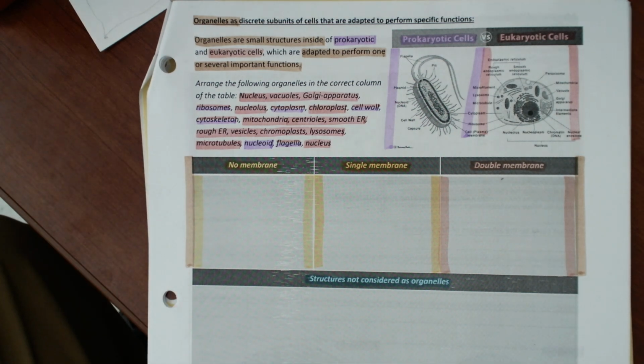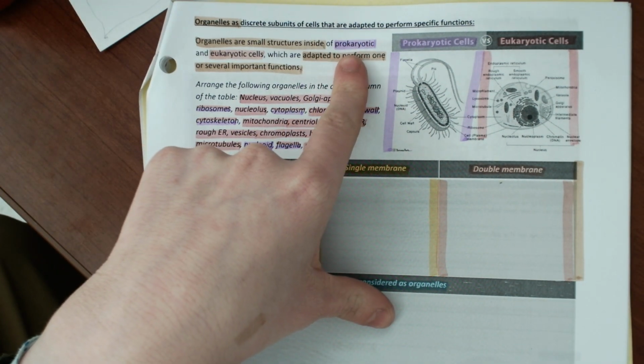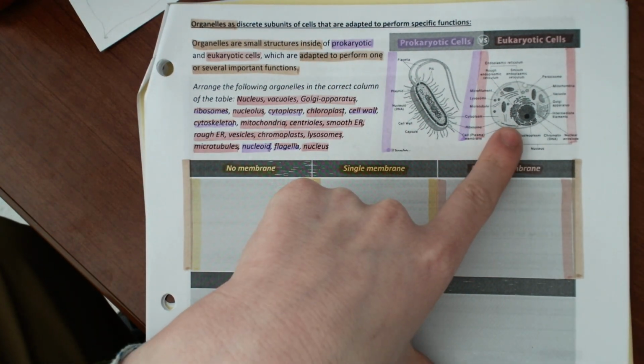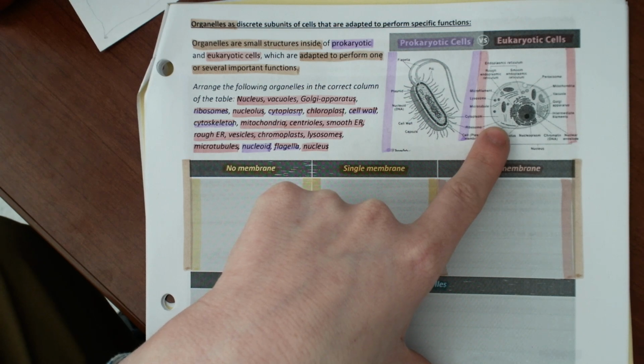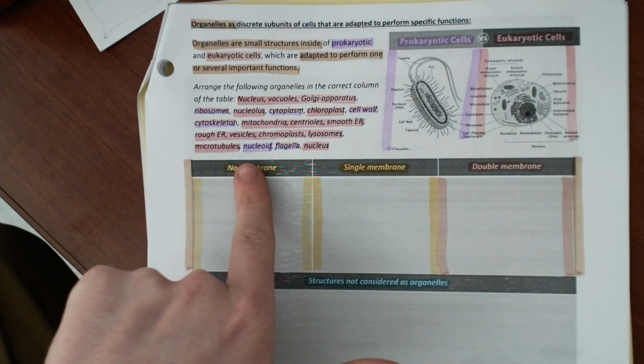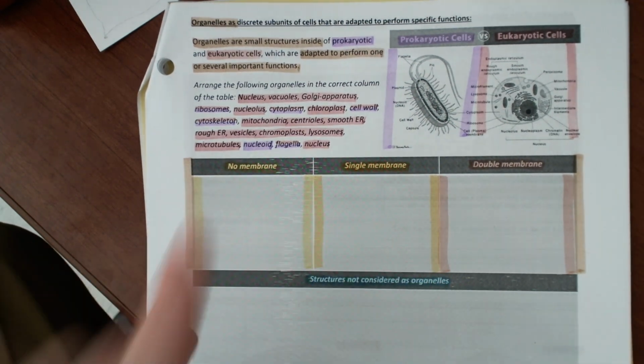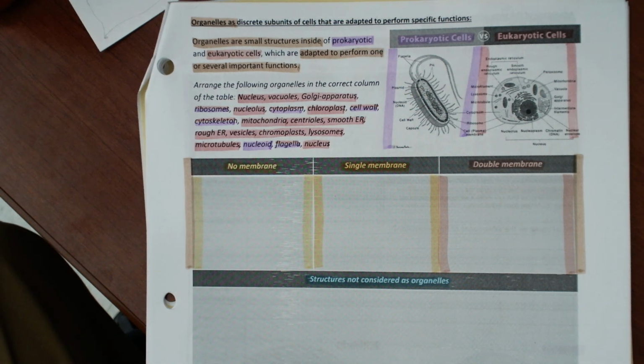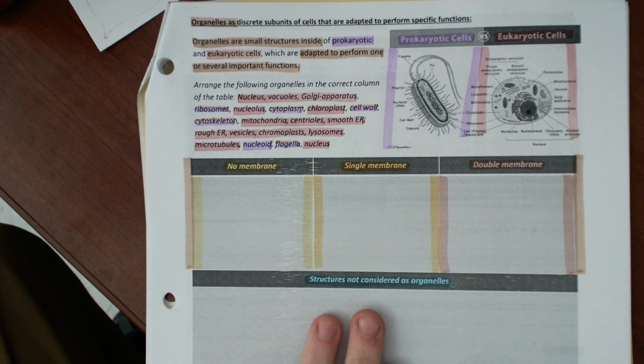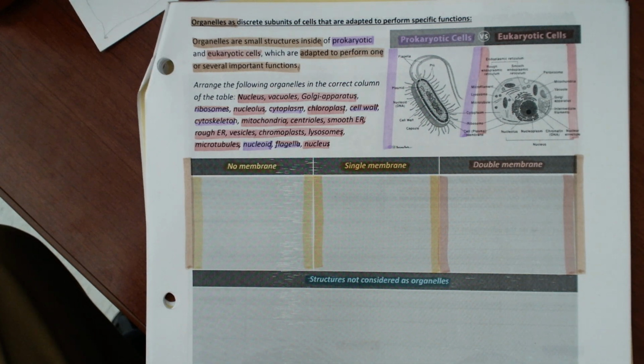Organelles are essentially just small structures inside of prokaryotic and eukaryotic cells. I made prokaryotic purple, P for prokaryotic, P for purple, and eukaryotic red, because then I could have a fun warm color gradient for things that are organelles, which are mainly in eukaryotic cells, and then a cool color for things that are not organelles, which are almost exclusively in prokaryotic cells, I'm pretty sure. No, I guess cytoplasm, cytoskeleton, cell wall, those are in both.